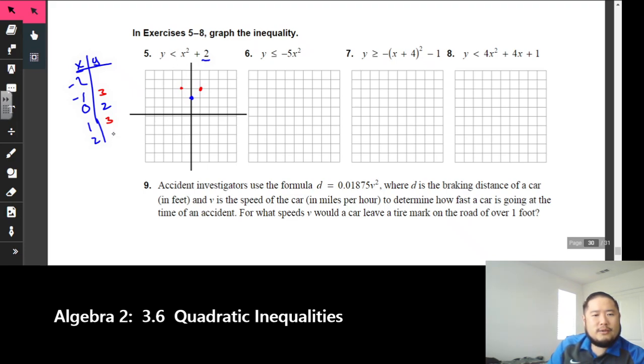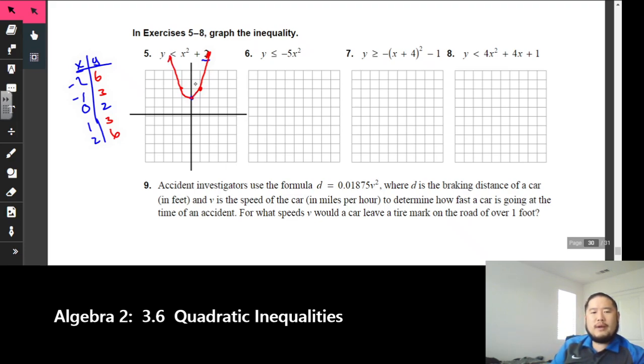You plug in 2, so 2 squared is 4, plus 2 is 6, and 6. So that'll be up here. We have the idea of where it's supposed to be. All right. So, graph the inequality.